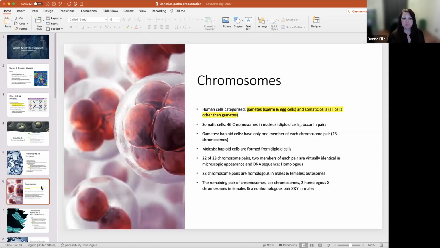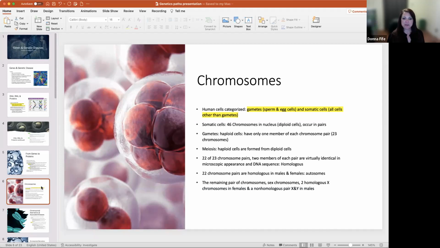Now, moving on to chromosomes. Human cells are categorized as gametes, which are sperm and egg cells, and somatic cells, which are all other cells other than the gametes. Somatic cells, there's 46 chromosomes in the nucleus of diploid cells, and they occur in pairs. Gametes or haploid cells have only one member of each chromosome pair of the 23 chromosomes.